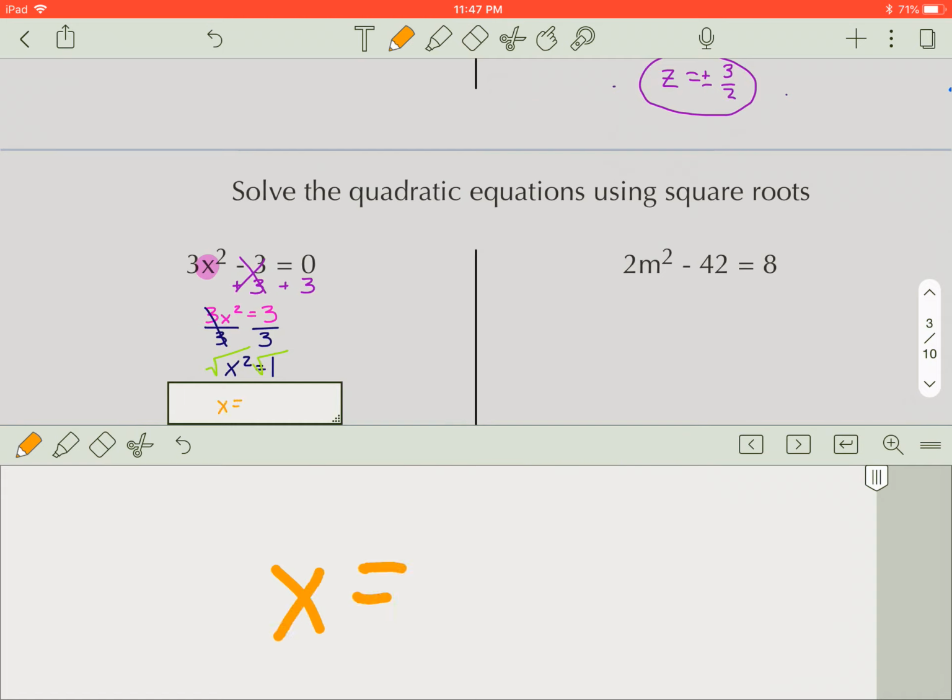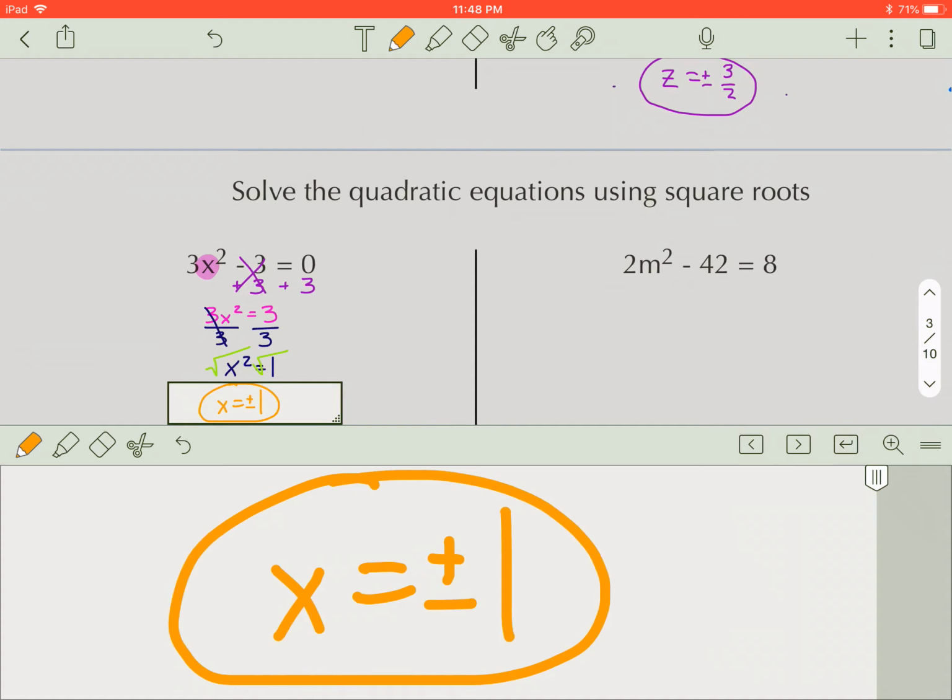and I am going to be left with an answer of x equals 1, but that's not my final answer, because please remember that when I do these problems, the square root of 1 asks you what number times itself equals 1. Well, 1 times 1 is 1, but so is negative 1 times negative 1, so my answer is plus or minus. In other words, a positive 1 or a negative 1 are both my answers.